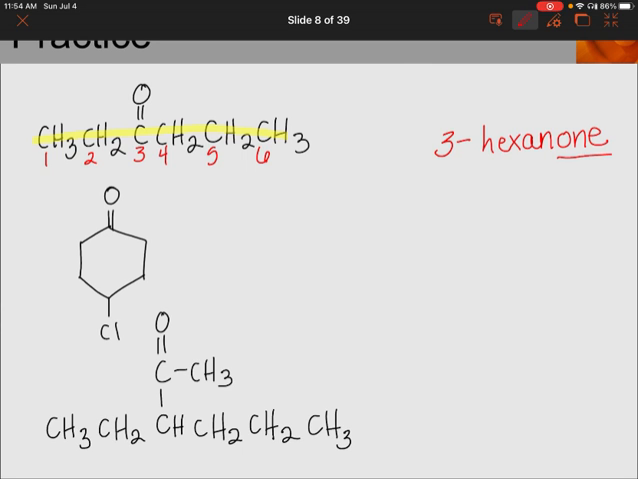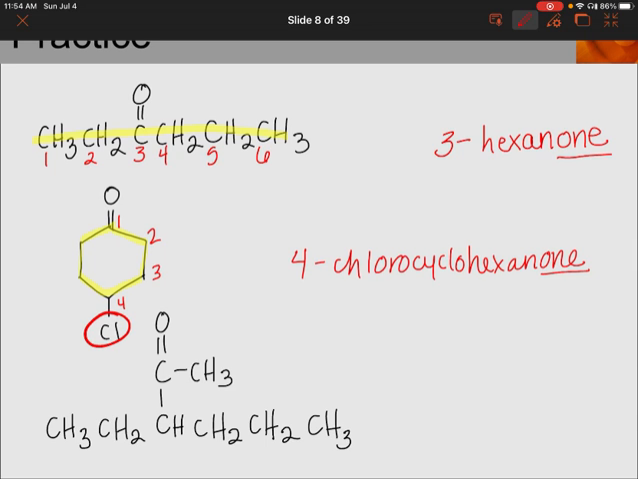Okay, let's go to the next one. We have a ring system here, so similar to what we saw on the last slide. So what would we call that ring since it has a ketone in it? Cyclohexanone. And then we have a chlorine that's directly across from the ketone. So we're going to number this as 1, 2, 3, 4. So that is 4-chlorocyclohexanone.